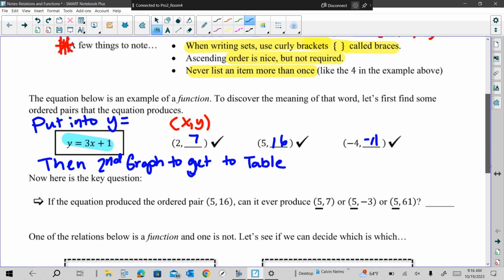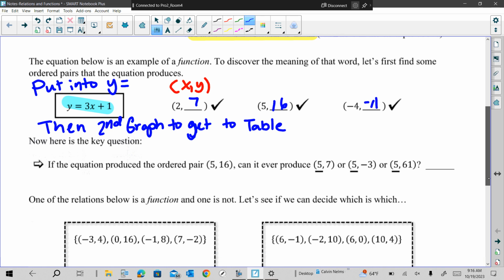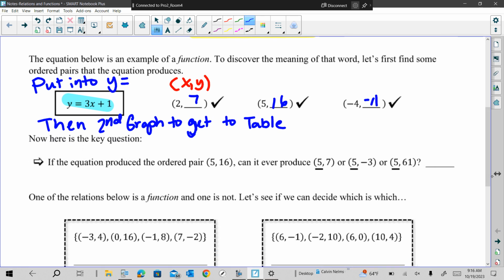All right, so here's what I need you to make sure you see. Did the equation right here, if the equation produces the ordered pair 5, 16, can you produce a 5, 7, or 5, negative 3, or 5, 61? Can it produce a different output? If I already have this, can I get different answers? Can that number 5 repeat with a different answer? No. So fill this in here. This is no.